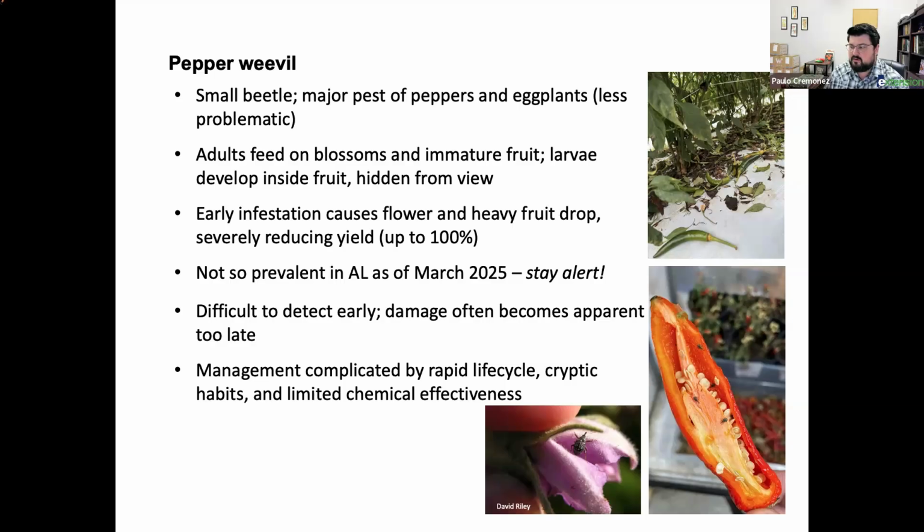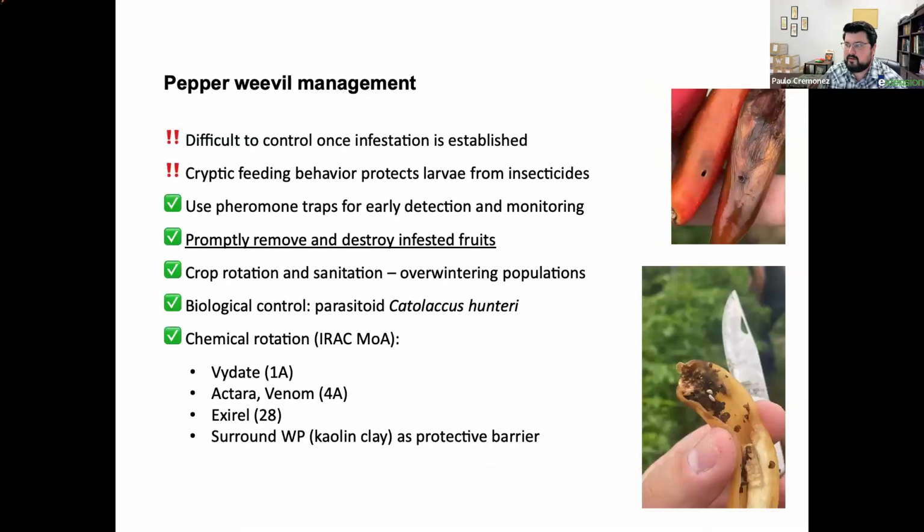It's difficult to detect early. The damage becomes apparent too late. And the management is also complicated by its rapid life cycle, cryptic habits, as the beetle is very good at hiding, and limited chemical effectiveness on top of all of that. Once infestation is established, it's very difficult to control.